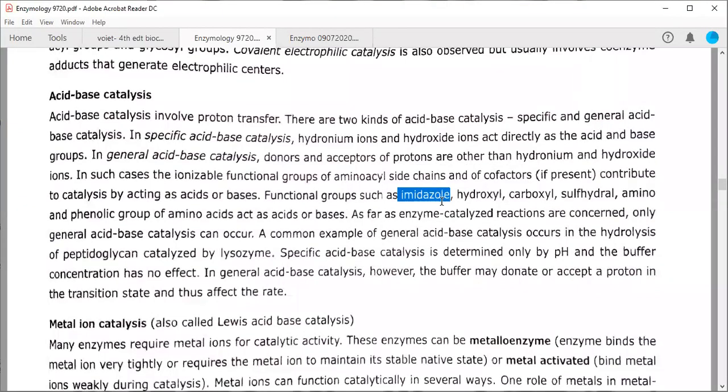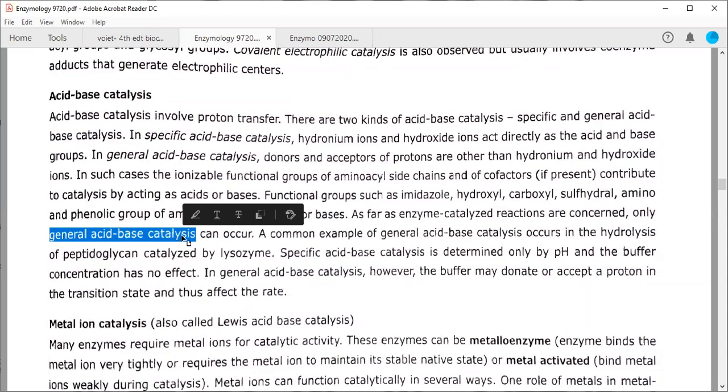Actually, the two histidine molecules, at position 12 and position 119 in the enzyme itself, we will discuss as well. As far as enzyme catalyzed reactions are concerned, only general acid-base catalysis can occur. In enzyme catalyzed reactions, mostly this is the general class of acid-base catalysis. We have two enzymes, lysozyme and RNase A. RNase A first, because it was the first enzyme whose complete amino acid sequence was decoded. A common example of general acid-base catalysis is hydrolysis of peptidoglycans, which is done with the help of lysozyme.